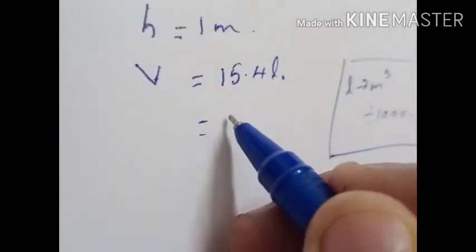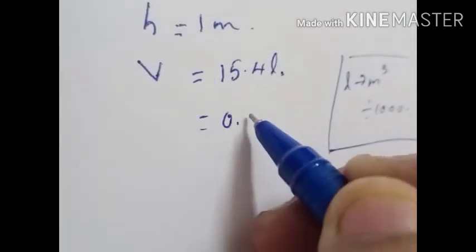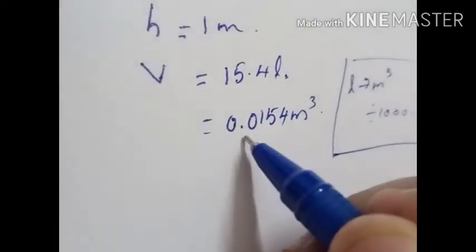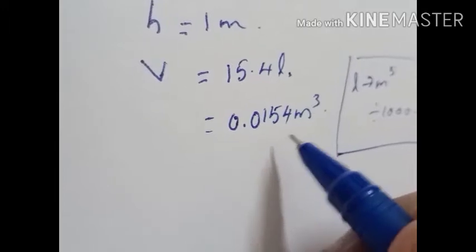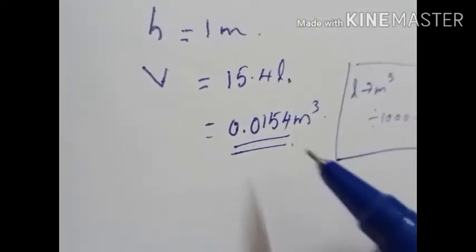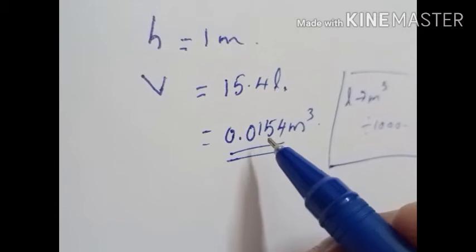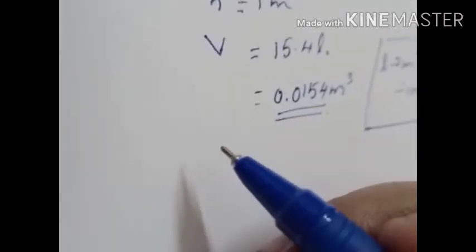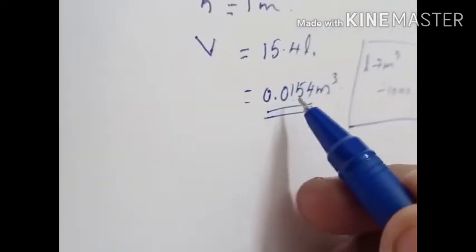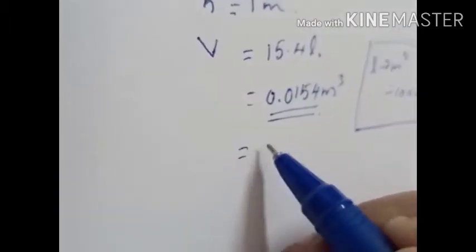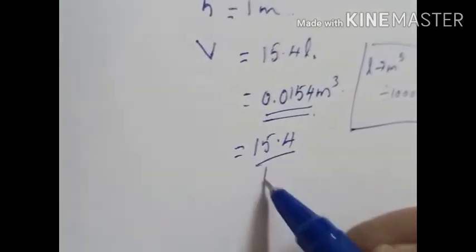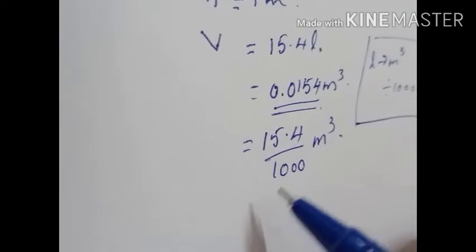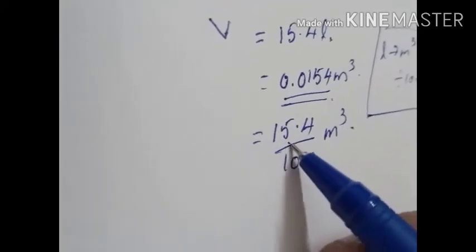So here 0.0154 meter cube. This is the volume. We can express this as a fraction also. So here I mention it in decimal form. Then here volume is 0.0154 or you can write it as 15.4 by 1000 meter cube, because we have to find the cube root and all. So we can express that in this form also.